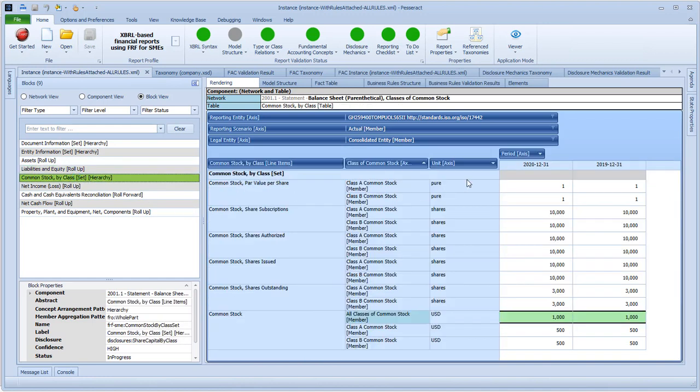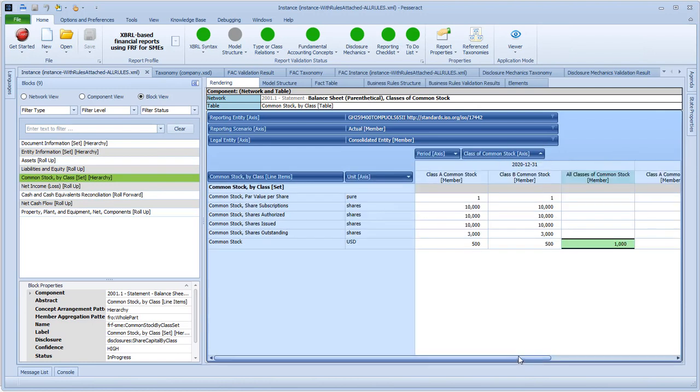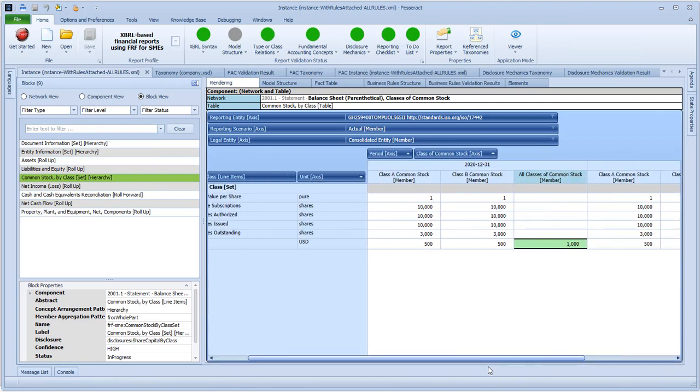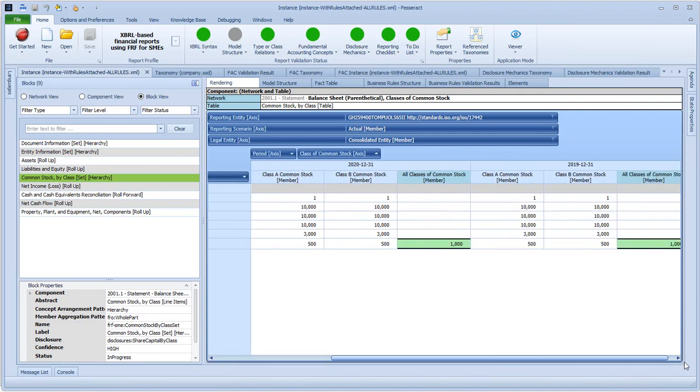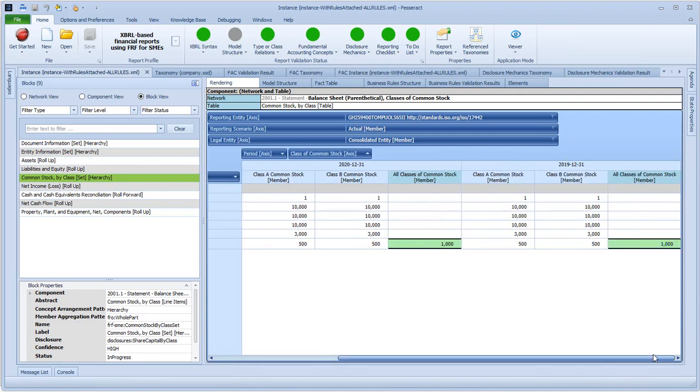Here, I'm going to take this and make it easier to read. You see there's a mathematical relation that adds up these two classes of stock, and that's consistent with what is expected. So that mathematical relation is correct.